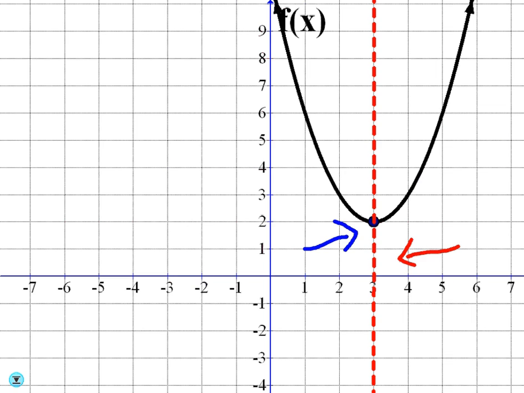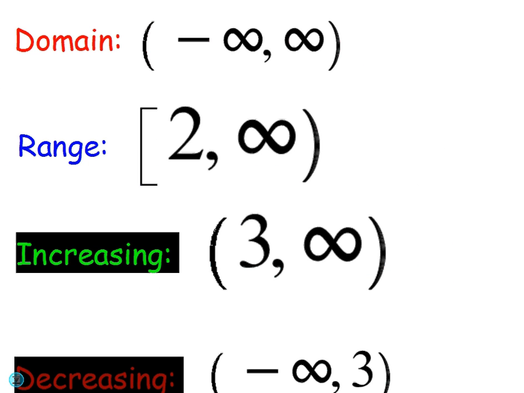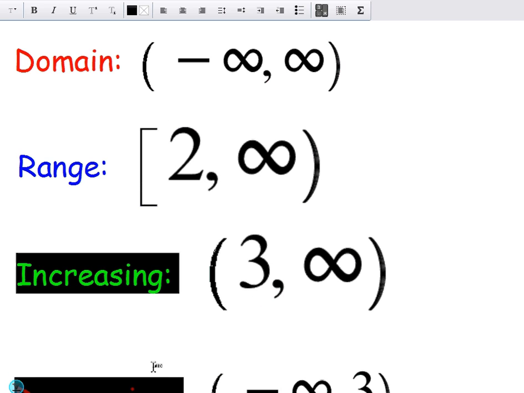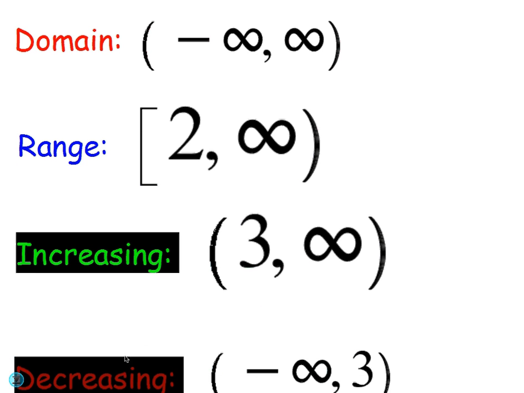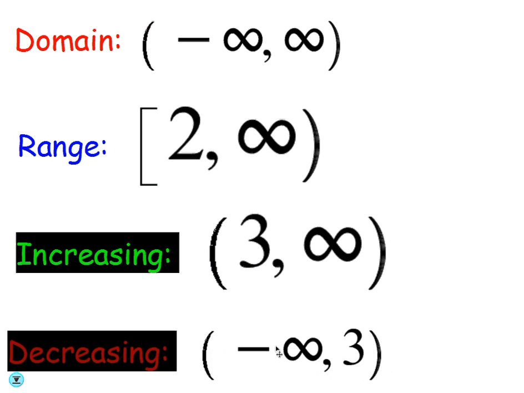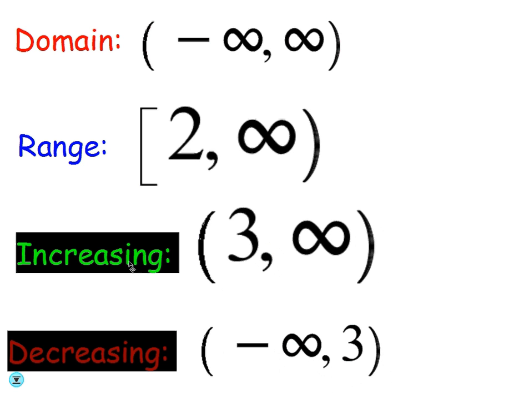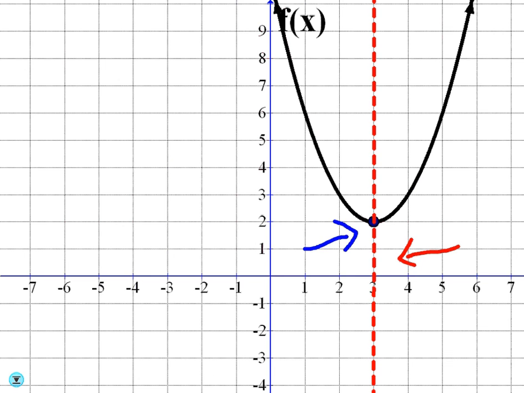Range, going to be 2 to infinity. I'm going to talk about that in a second. Let me move some of this stuff so we can see everything on the page. All right, so why 2 to infinity? Because you have a y value right here, which is 2, and it includes it. And then the graph, the y values go up forever. That's why the range is 2 to infinity.